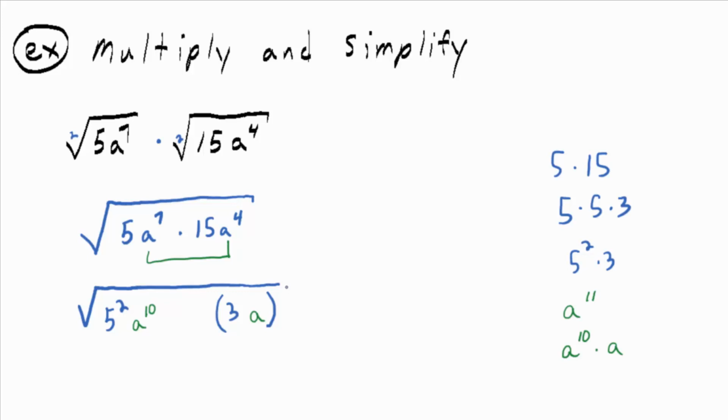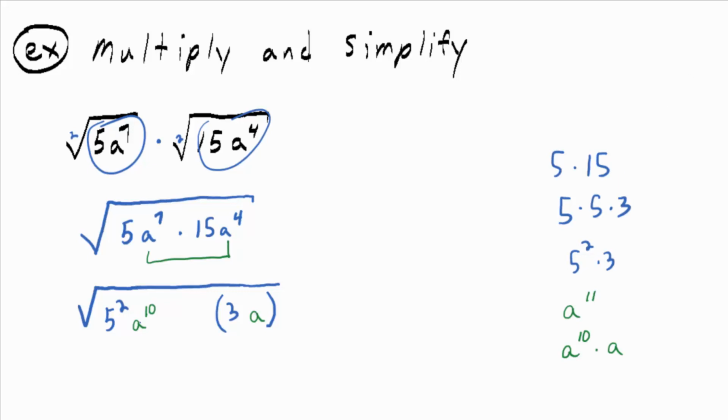Now, can you check your work here? If you were to actually multiply out that radicand, you should get what you would have got originally if you had just not even thought about it and multiplied 5a to the 7th times 15a to the 4th, right? So you should get 75. Oh yeah, 5 squared times 3 is 75. a to the 11th. So you can check it by multiplying everything if you want.